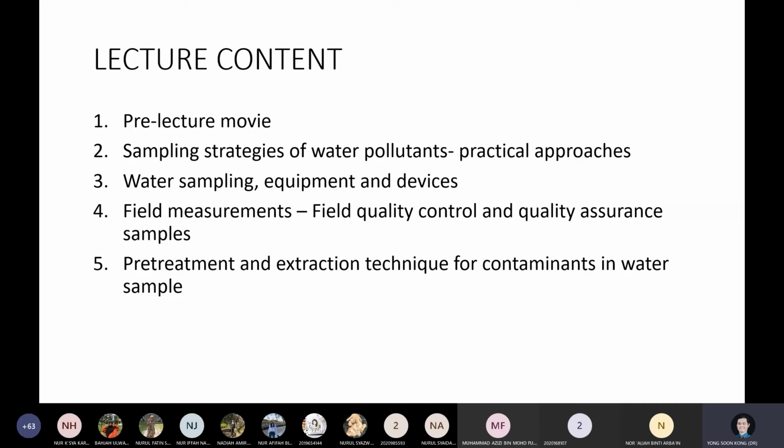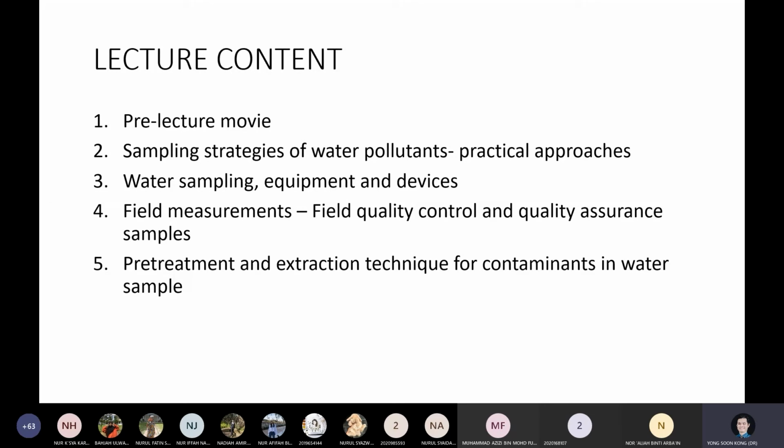Okay, number three, water sampling equipment and devices. These are the simplest and the most basic things that you're probably going to use and bring to the field when you want to conduct water sampling. Probably not everything, but I'm going to involve the most usual things that people bring.